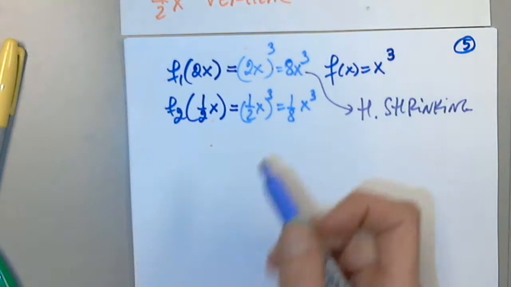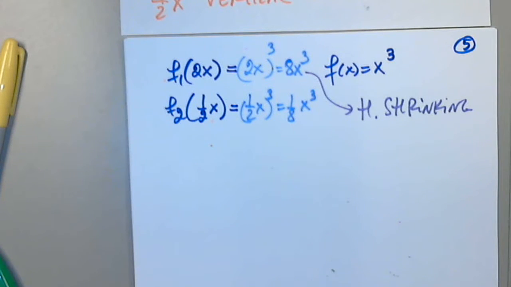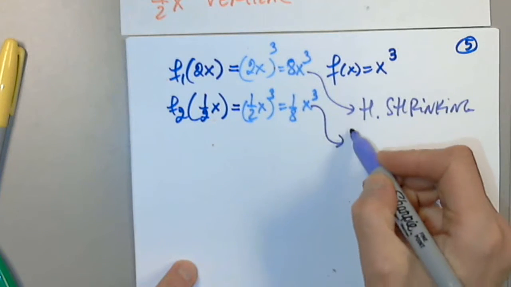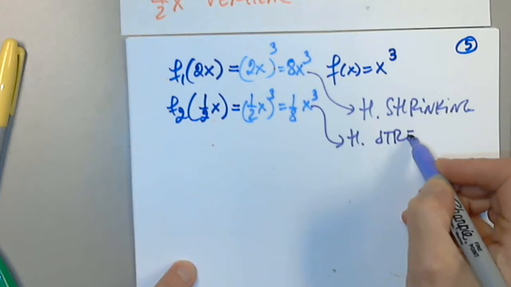What happens here? Let's do this together again. This is x cubed. When I change x into 1/2 x, what happens now? At the same time, horizontally, it's a horizontal stretching. So this is a horizontal stretching.